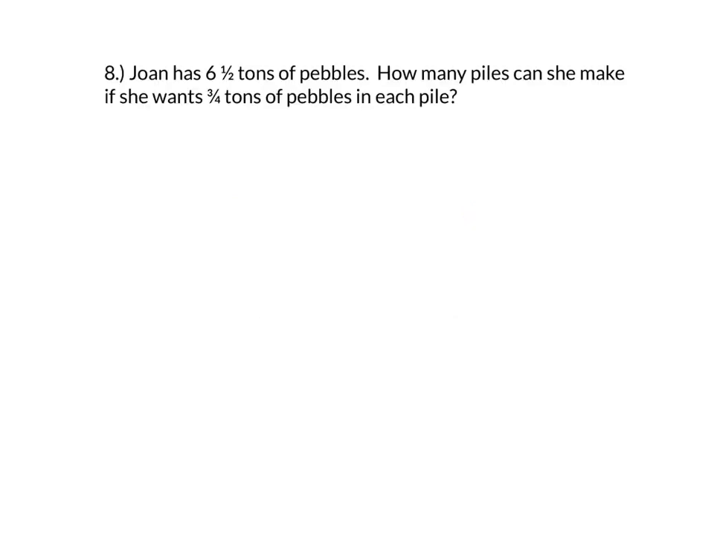Number 8, 9, and 10 is criterion D. So criterion D is applying in real life context. So let's go ahead and read this. This says, Joan has 6.5 tons of pebbles. How many piles can she make if she wants 3/4 tons of pebbles in each pile? So we have to divide 6.5 divided by 3/4. Okay, so we're seeing, can you get this expression correct?